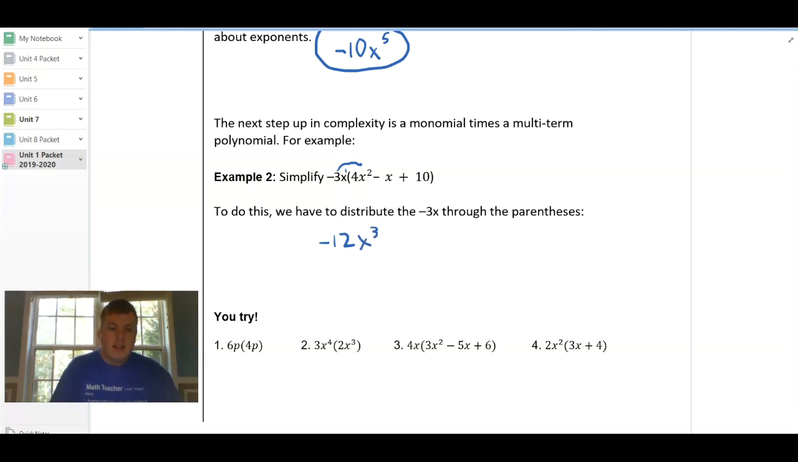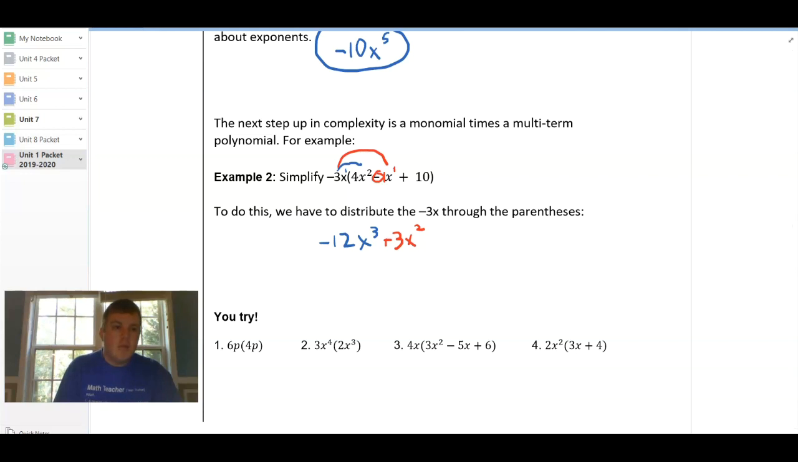I'm going to then take that negative 3x and distribute it through to the next piece, the negative x. Now, make sure you pay attention to your signs. We have a negative there. So that's going to be like we're multiplying negative 3 times a negative 1. That 1's hiding in there. So negative 3 times negative 1 is going to give me a positive 3. And then I'm going to add the exponents. Again, this x does not have an exponent listed, so I'm going to put the invisible 1 there. So 1 plus 1 is 2, so that's going to give me 3x squared.